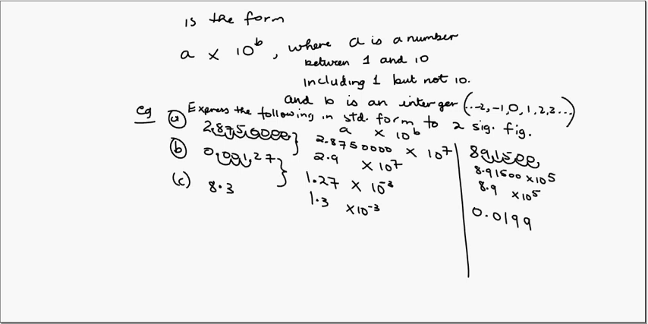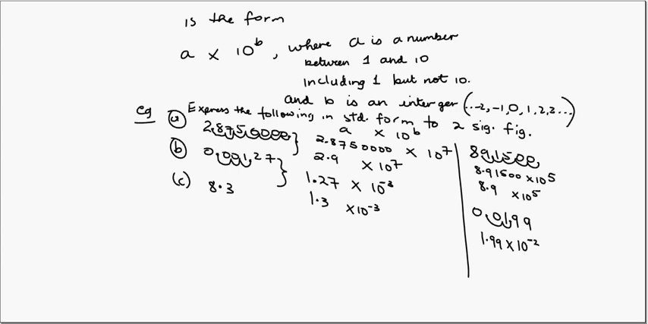A little tricky one. Okay, so express that one, 0.0199, as standard form to two significant figures. In this case, we have to move the decimal 1, 2 places. So it will be 1.99 by 10 to the power of 2. But because you're moving to the right and it's a decimal fraction, that will be minus 2.